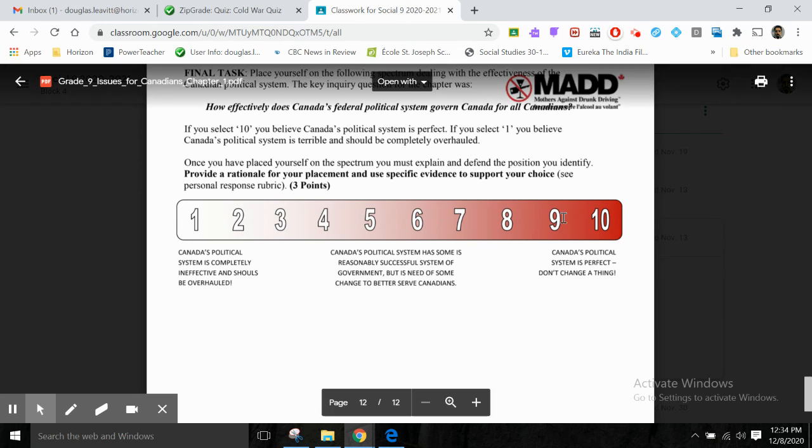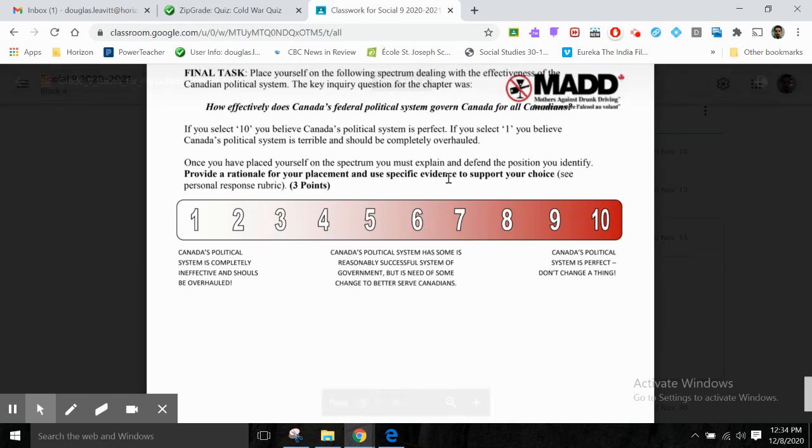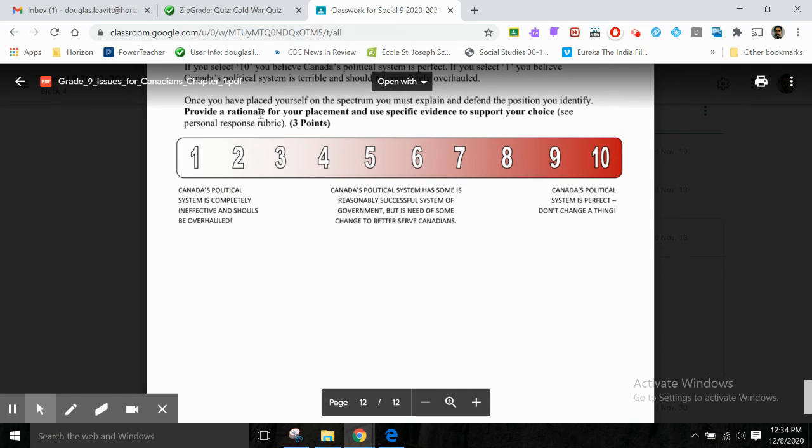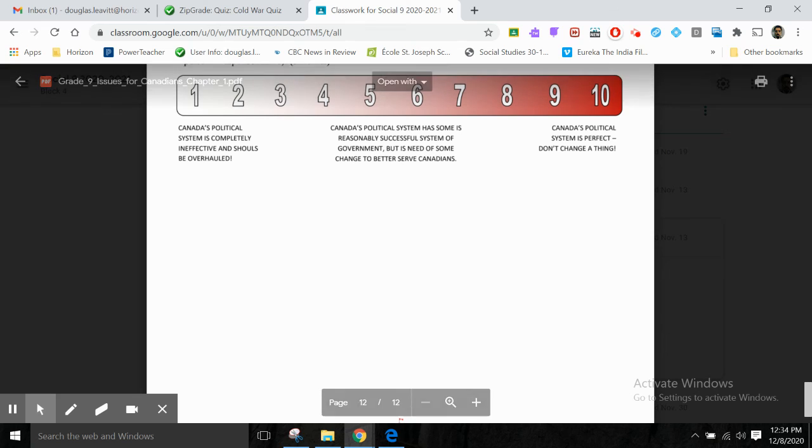Once you have placed yourself on this spectrum, you must explain and defend the position you identify. Provide a rationale for your placement and use specific evidence to support your choice. Once again, use the PEEL method to answer this question.